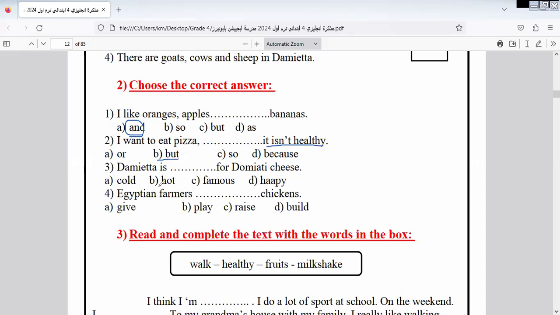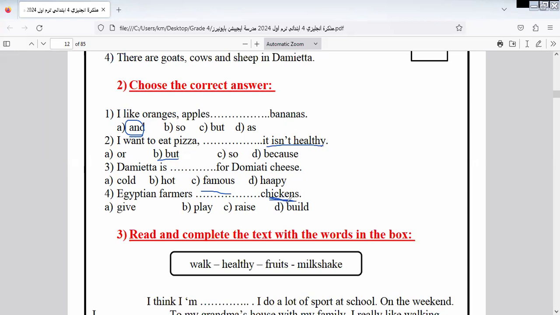I'm listening. You say, but you are clever people. Domyati is famous for cheese. You are studying. Egyptian farmers grow... As we told you before, we have two verbs.